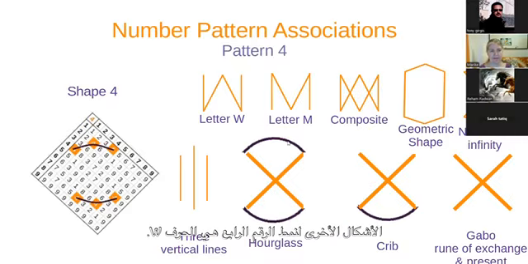Other shapes for number pattern 4 are the letter W, the letter M, the composite of these two, a geometric shape, this form, the number 8 and infinity, 3 vertical lines where the center one is the longest, an hourglass, a crib, and the Gabor rune, which symbolizes exchange and present.